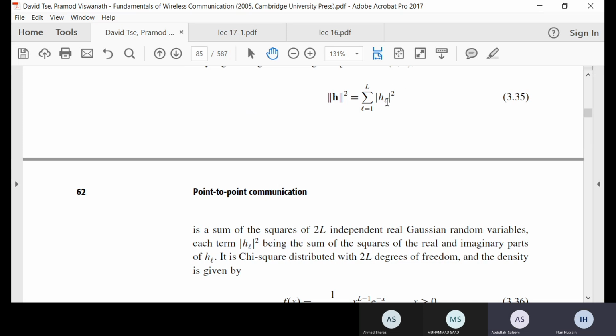But you know what is h1 mod square? h1 in turn depends on h1 real and h1 imaginary. So you have actually 2L independent real Gaussian random variables. And h1 mod square is the sum of the square of the real and the imaginary parts. Each of them is a Gaussian random variable, real, imaginary, and then it is in the form of a vector. We have done this from previous stochastic knowledge and using the Jacobian.